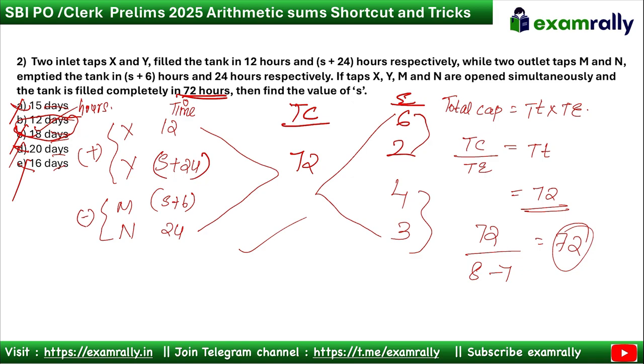See, within a fraction of a second itself, we can eliminate 3 options, and if we put an option of 18 here or 12 here, we can easily find out the value of S.